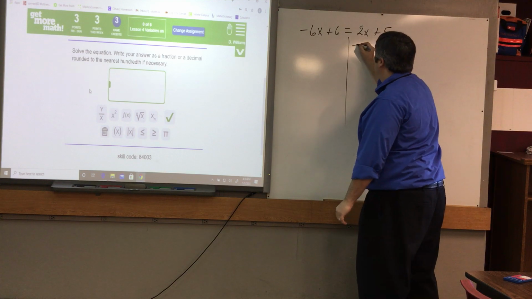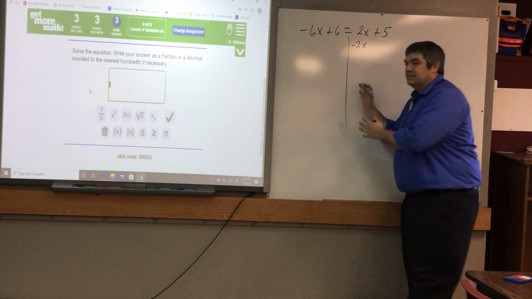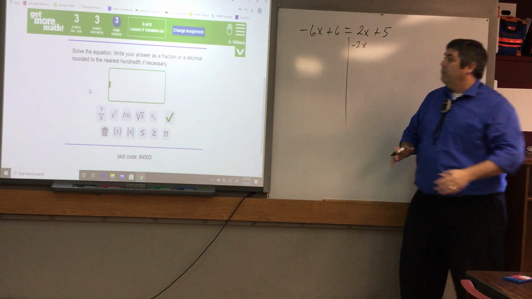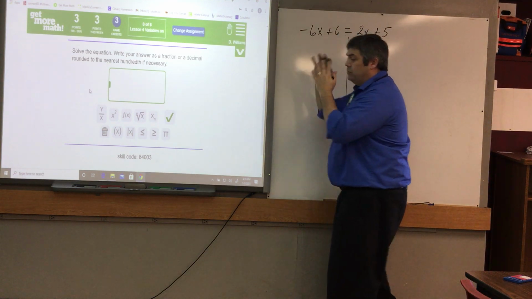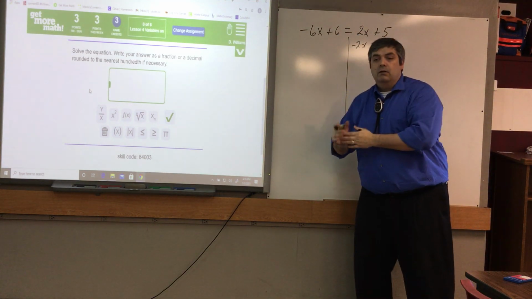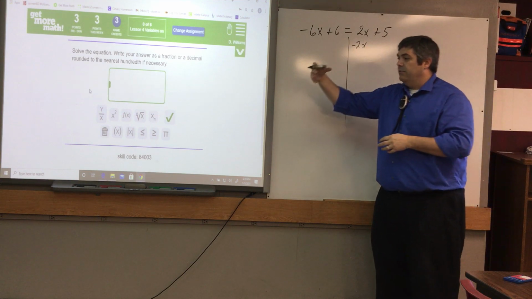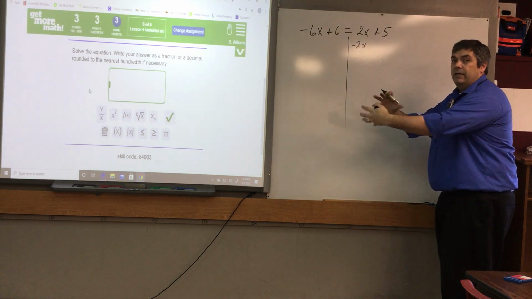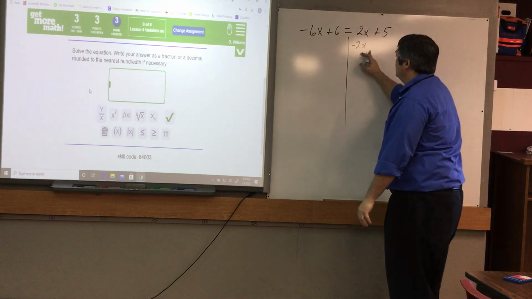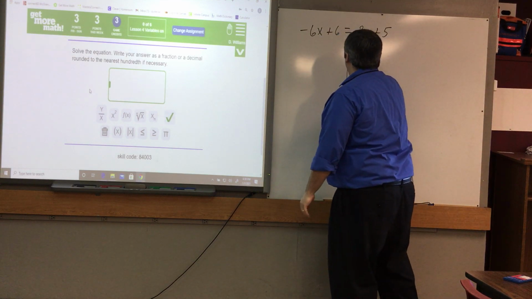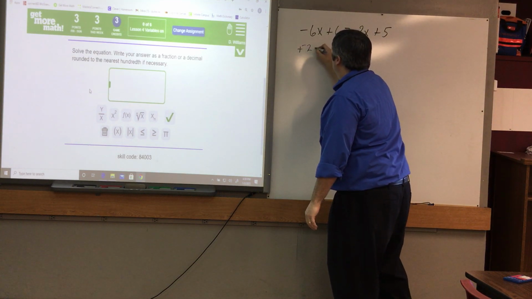Got 2x minus 2x. And this is exactly what we did over there. So all we're doing is taking the two things that we've already learned, what we learned yesterday and what we learned today, how to solve equations, and we're putting it all together. Okay, so negative 2x, or plus negative 2x, I like that better.